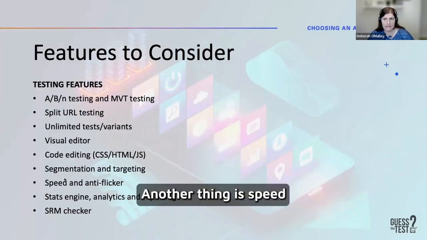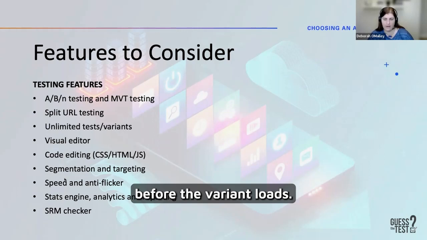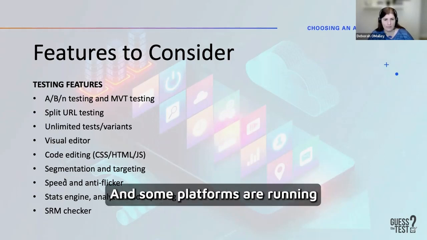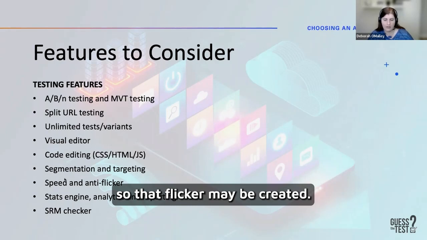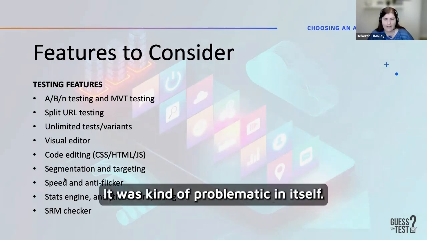Another thing is speed and potentially an anti-flicker. So flicker happens when you see that flash before the variant loads, and some platforms are running so that flicker may be created. That was definitely a problem with Google Optimize, and so they created an anti-flicker snippet. It was kind of problematic in itself.